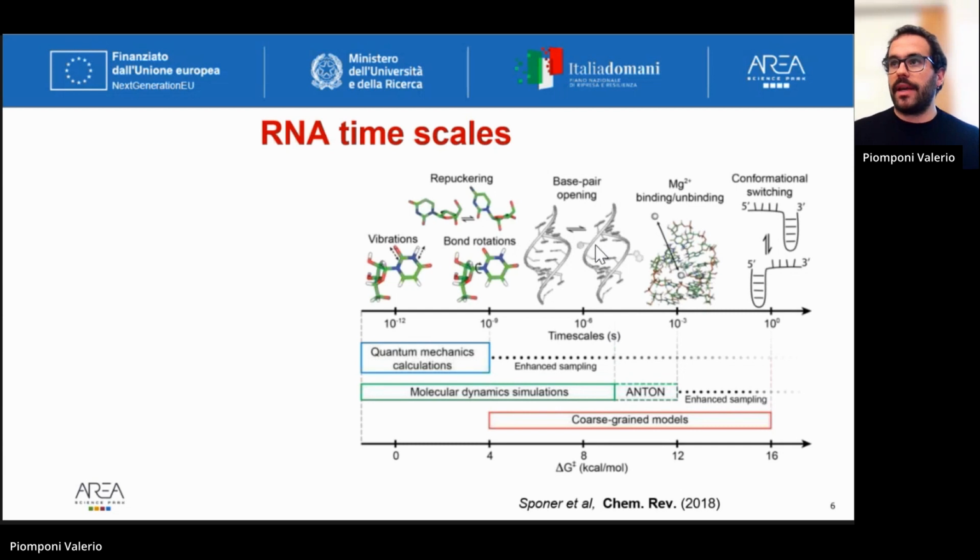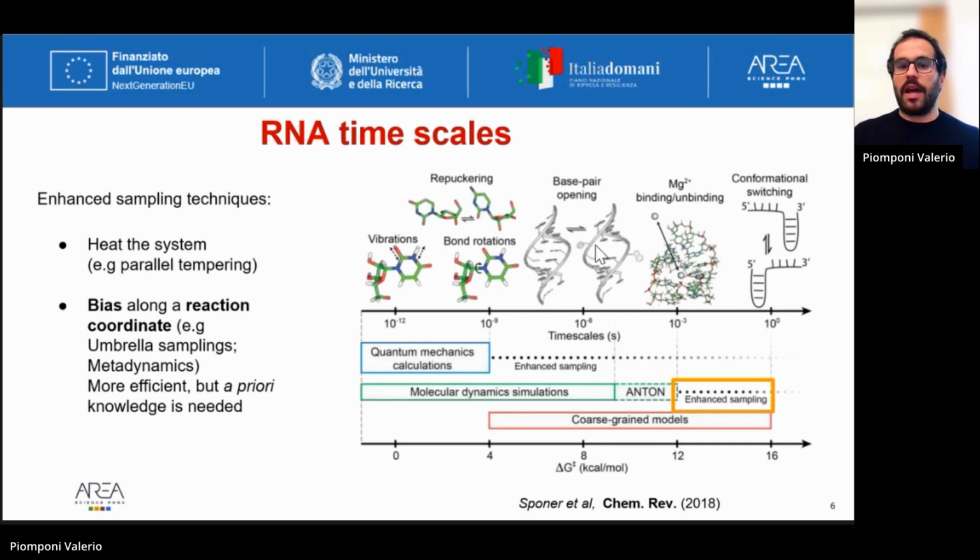But this limitation can be tackled using enhanced sampling techniques, which are sophisticated methods that allow you to accelerate your system and enhance the sampling of rare events. These methods can be classified into classes. There are methods that allow you to heat up the system, bringing it to higher temperatures. At higher temperatures, more interesting things can happen, and then you go back to low temperatures and do your statistics about the system. Other methods consist in adding a bias along a reaction coordinate. This can be much more efficient, but a proper reaction coordinate must be known, and this is not always the case. It's not trivial.